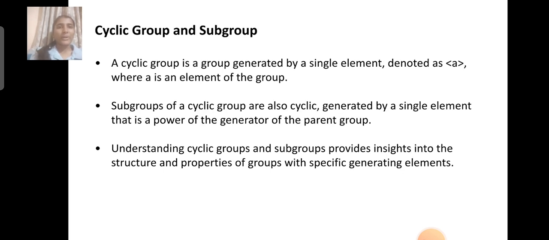Cyclic group and subgroup. A cyclic group is a group generated by a single element, denoted as a, where a is an element of the group. Subgroups of a cyclic group are also cyclic, generated by a single element, that is, a power of the generator of the parent group. Understanding cyclic groups and subgroups provides insights into the structure and properties of groups with a specific generating element.